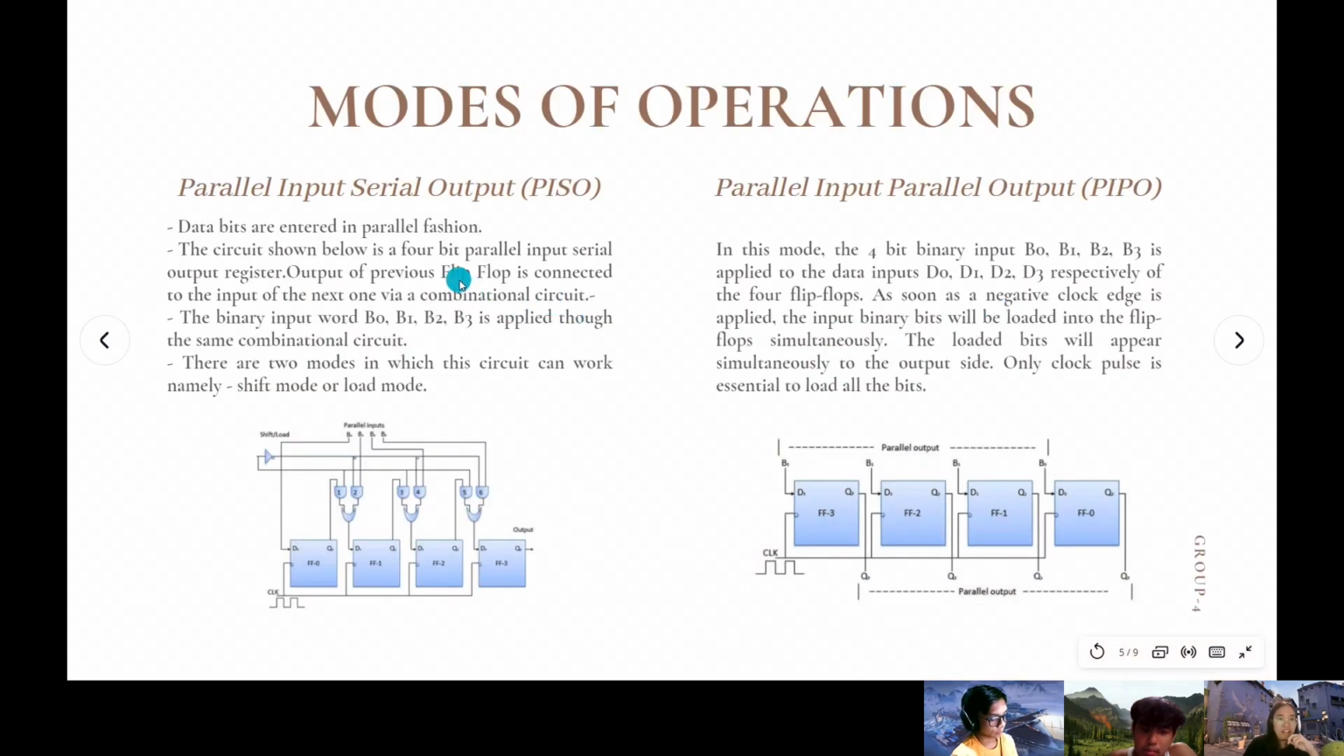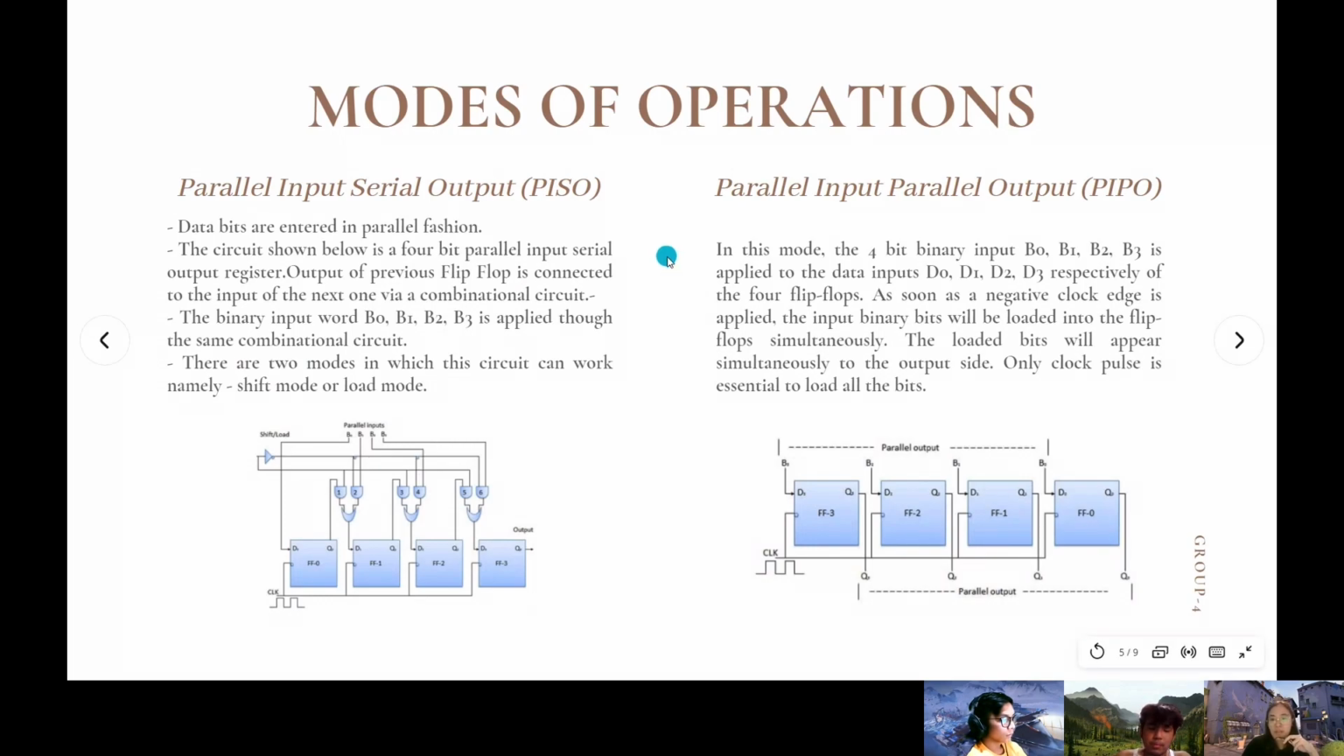So the next is the parallel input serial output, which is the PISO. Bits are entered in parallel fashion. The circuit shown below is a 4-bit parallel input serial output register. Output of the previous flip-flop is connected to the input of the next one via a combinational circuit. The binary input word B0, B1, B2, and B3 is applied through the same combinational circuit. There are two modes in which this circuit can work, which are the shift mode or load mode.